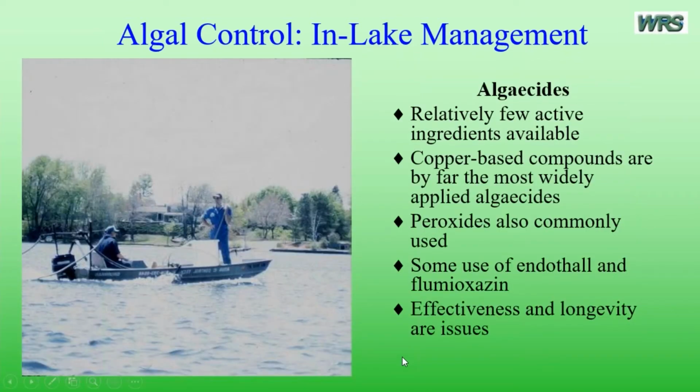Algicides. Okay, we could go on a long time here. There's many people on this call that know more about algicides than me, so I'm not going to go into this in great detail. Pretty much the 2 basic things we use are copper-based or peroxide-based algicides. There's some use of endothall and flumioxazin and other things, some of which have been pretty darn effective, particularly flumioxazin on filamentous greens, which are hard to kill by any other means.